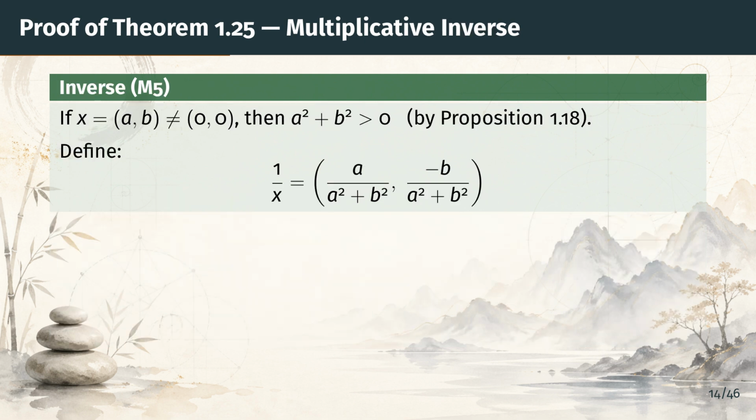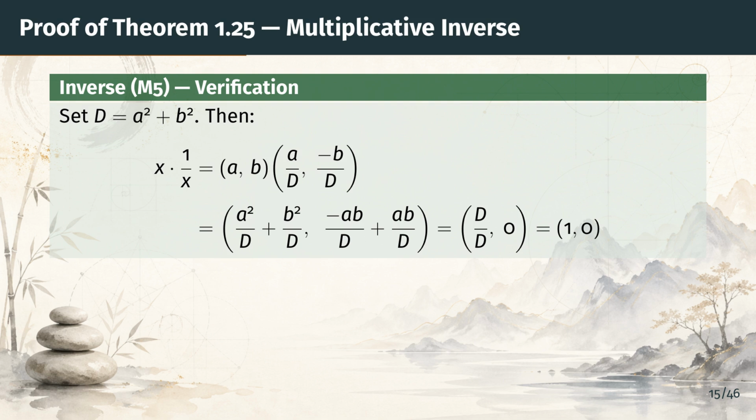The most important part of the proof is the multiplicative inverse. If x is non-zero, then at least one component is non-zero. So the sum of squares in the denominator is strictly positive by proposition 1.18. This guarantees we can divide by it. Pay attention to the formula on the slide. Notice how it resembles rationalizing a denominator. This is no coincidence. We are essentially dividing by a plus b i by multiplying numerator and denominator by the conjugate. Let's verify that this formula actually works.